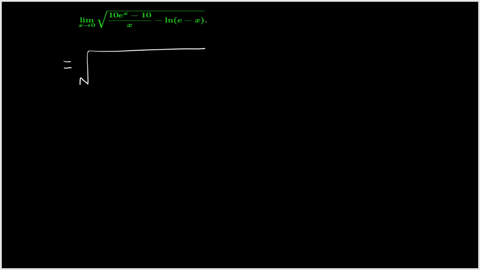Sorry, I lost my voice. I think I'm okay now. Okay. For the limit notation inside the radical, you have the limit as x goes to 0. That's property number 11. And then the entire function is 10 e to the power of x minus 10, over x minus natural log of e minus x.